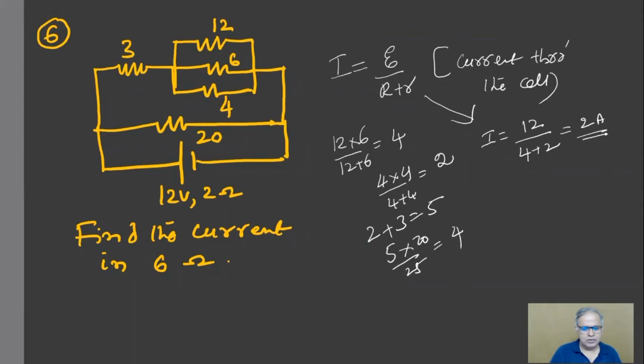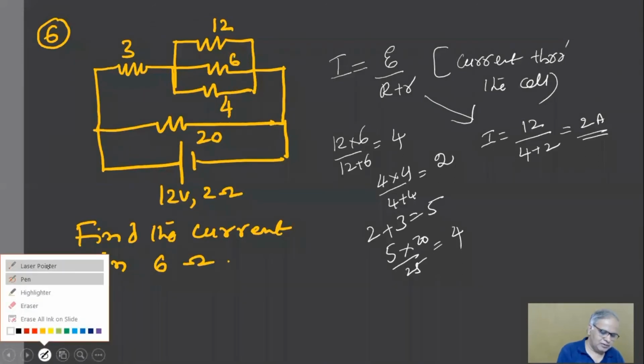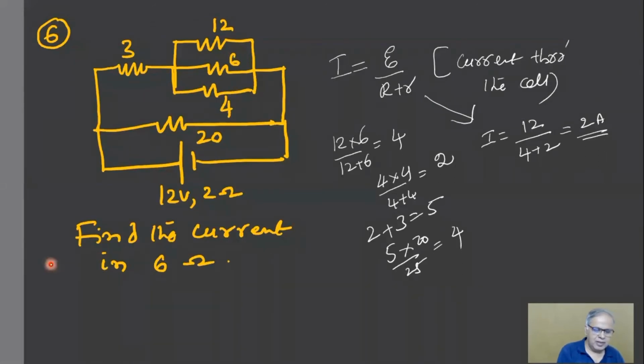So this 2 amperes would be dividing, right? We want the current in where? 6 ohms. 6 is where? In the middle of 12 and 4, you see. So current in that I want. There are two ways of doing it. One way is this. This 2 amperes we shall divide. It goes, this will divide into this and this.